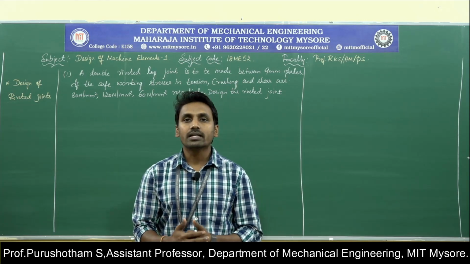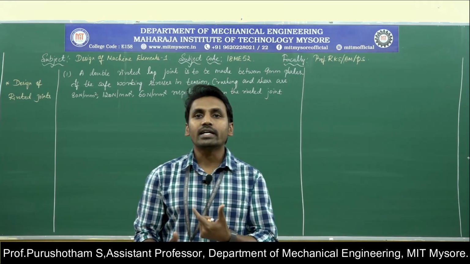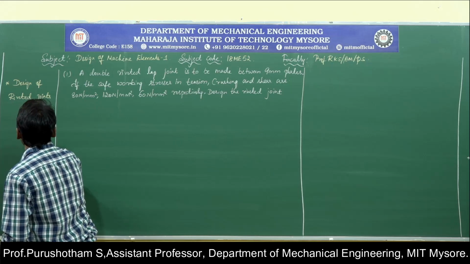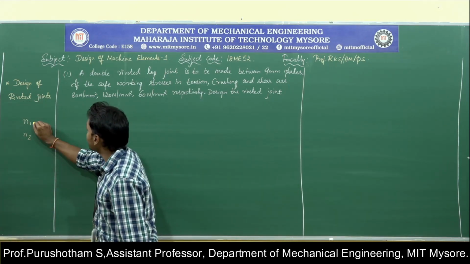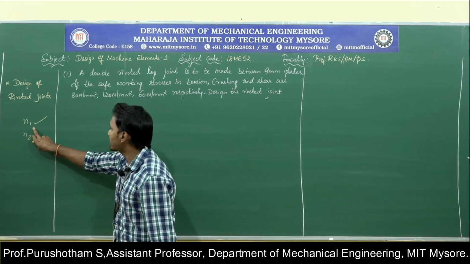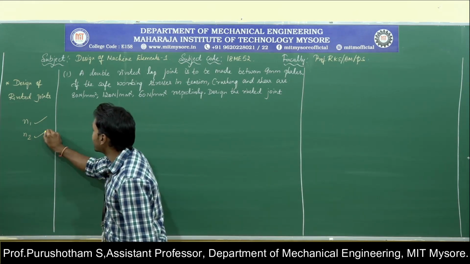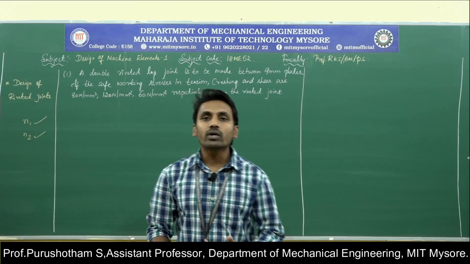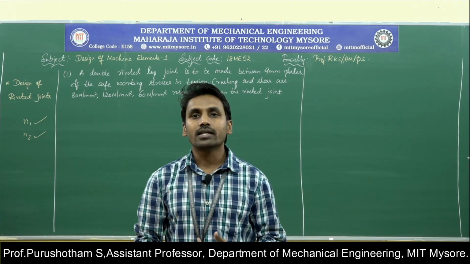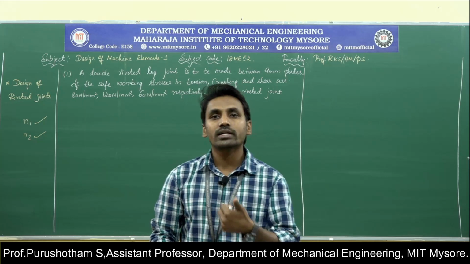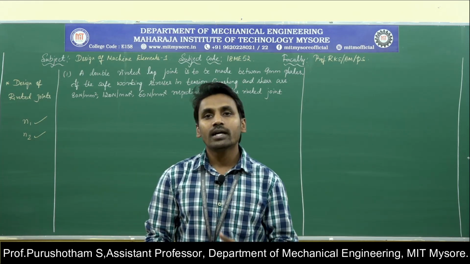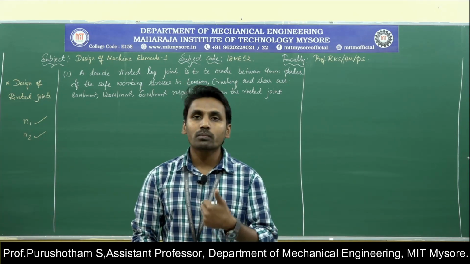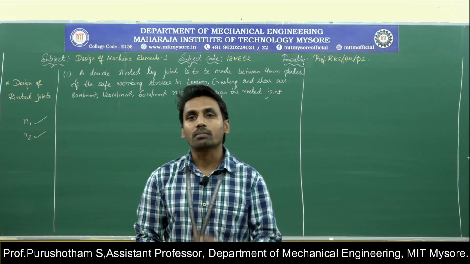So in the previous session, we learned how to find out the N1 and N2 values. The number of rivets which is subjected to single shear per pitch length is called N1, and the number of rivets which is subjected to double shear per pitch length is called N2. We found the N1 and N2 values for different cases: single riveted lap joint, double riveted lap joint, triple riveted lap joint, and single riveted double cover plate butt joint, double riveted double cover plate butt joint, and triple riveted double cover plate butt joint.